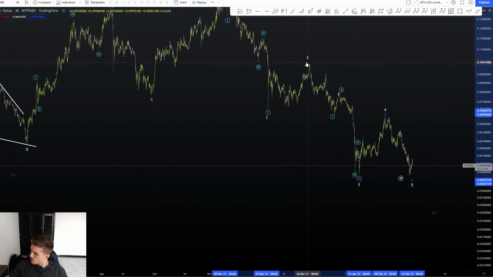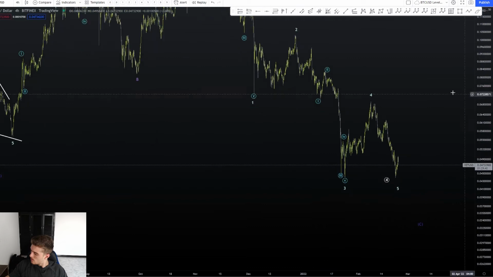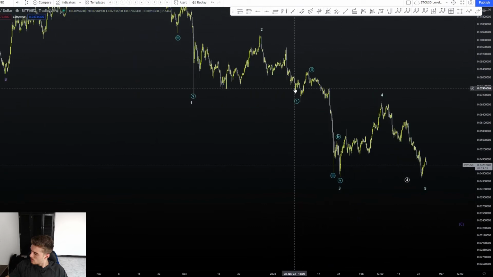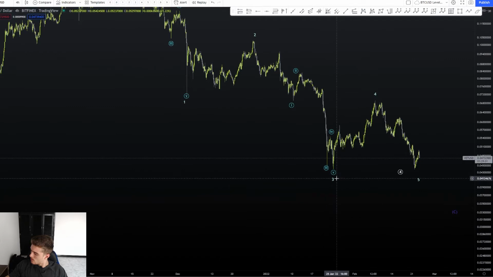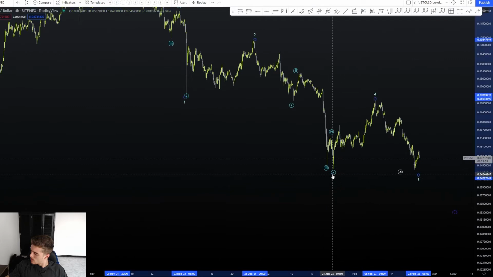Then moving off the highs of this wave 2, we could get a 1, 2, 3, 4, 5 to complete this minute wave 1. This would be a minute wave 2. And then this could be a minute wave 3, 4, 5 down here to complete this minor wave 3.